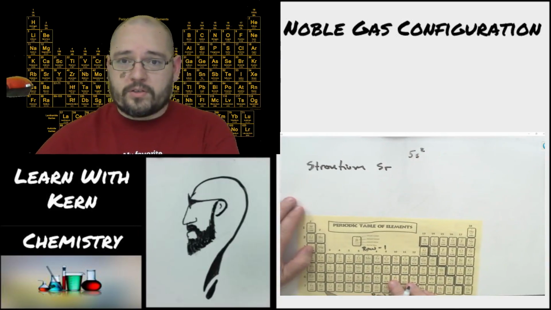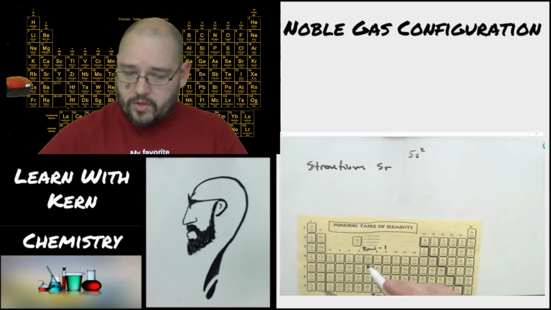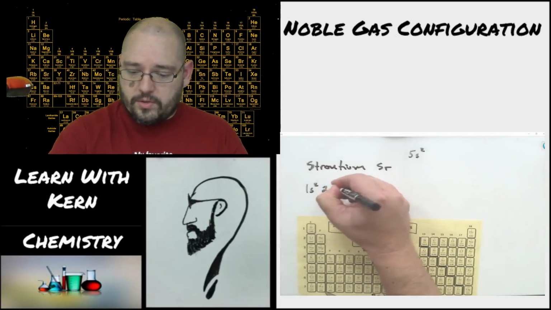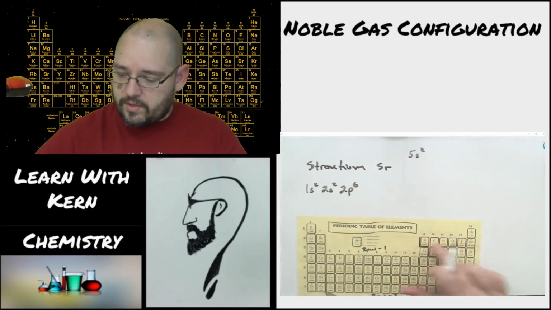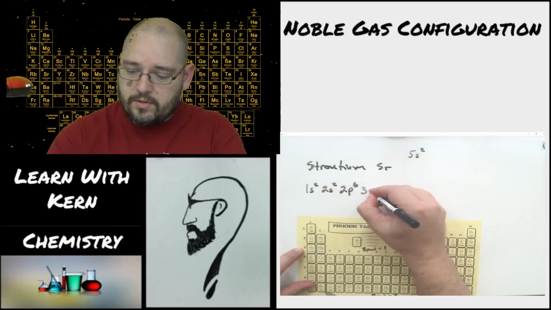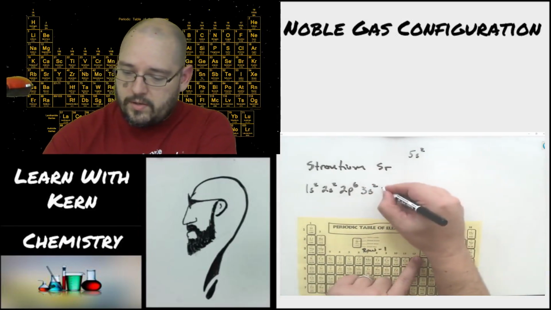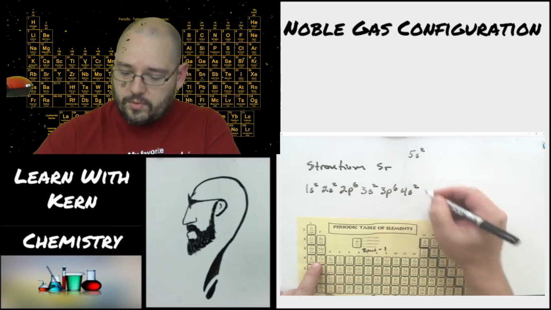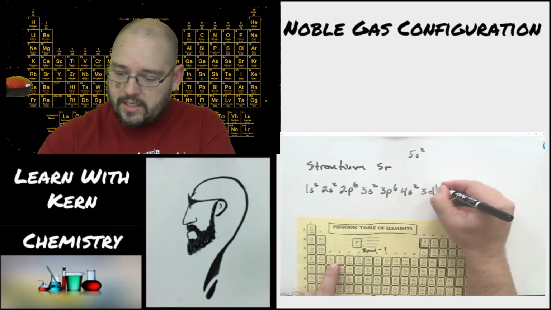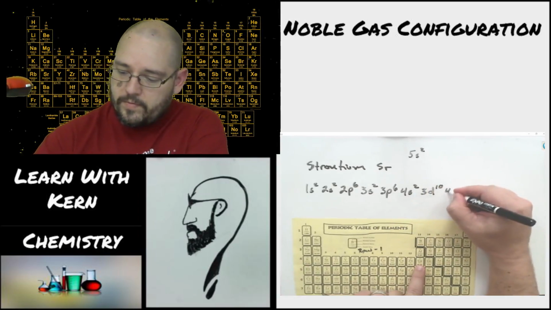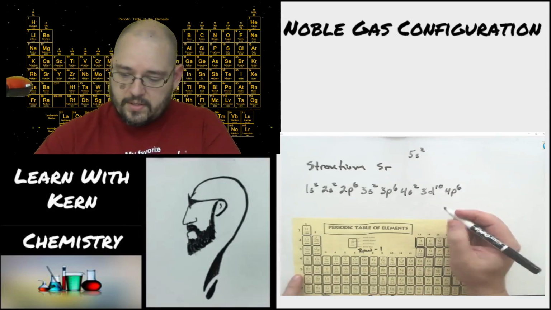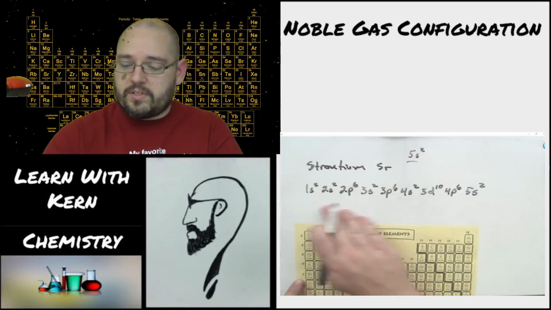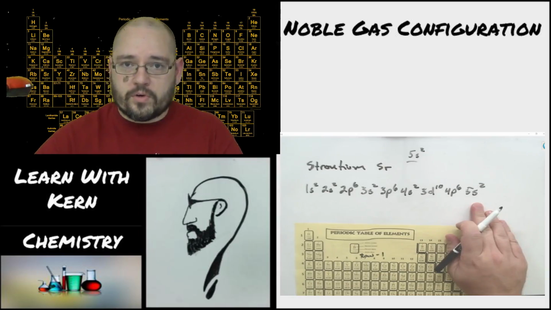So I'm going to write out the full electron configuration for strontium, starting with 1s. So I do 1s2, 2s2, 2p6. So after p comes 3s2, and then 3p6, 4s2, 3d10, 4p6, 5s2, and that's where I'm going to stop because that was the last term. So this is the complete electron configuration for strontium.